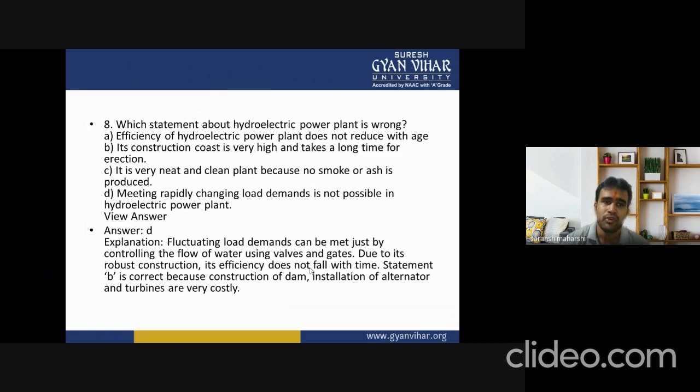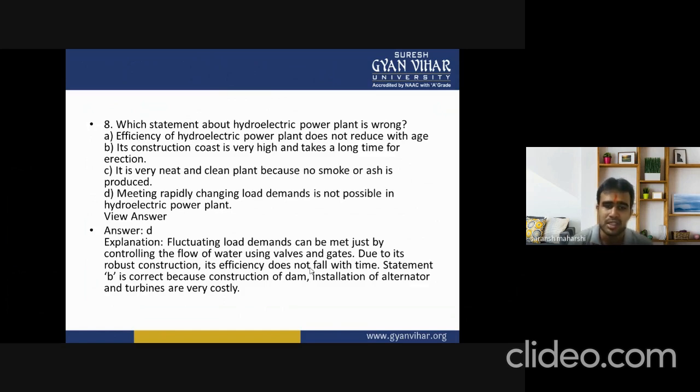Great. Which statement about hydroelectric power plant is wrong? Option A, efficiency of hydroelectric power plant does not reduce with age. Option B, its construction cost is very high and takes a long time for erection. Option C, it is a very neat and clean plant because no smoke or ash is produced. And option D, meeting rapidly changing load demands. It is not possible in the hydroelectric power plant. So the correct answer is option D.